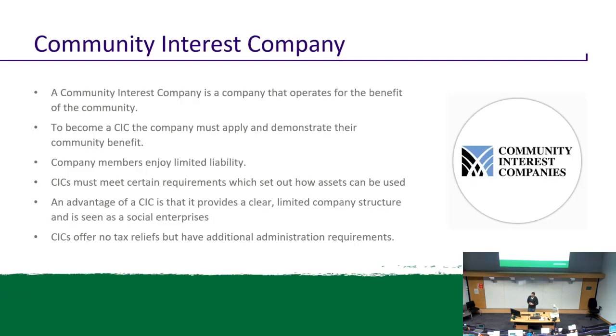So the first one is a community interest company. As the name suggests, it has to have a community interest, and that could be a geographical community like Stirling, or it could be a community of interest, such as people that really like Warhammer. I don't know, something like that. Okay, so you can have geographical interests and communities of interest.